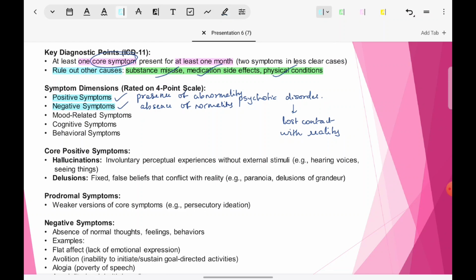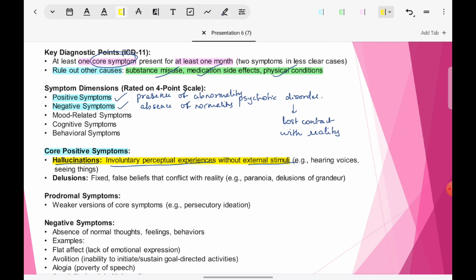Let us look at two most prominent examples of positive symptoms. One is hallucination. As I mentioned earlier, try to memorize the definition or else write with good terminology. Do not write in casual terms. A hallucination is an involuntary perceptual experience in the absence of external stimuli. In simple words, something is not there, yet the individual can see it, smell it, feel it, hear it, or sense it in any way. Here, common examples are hearing voices.